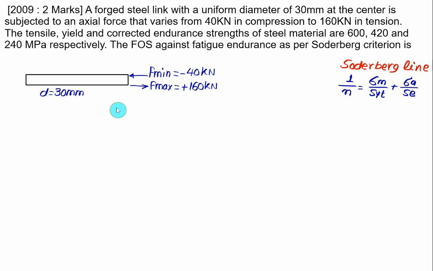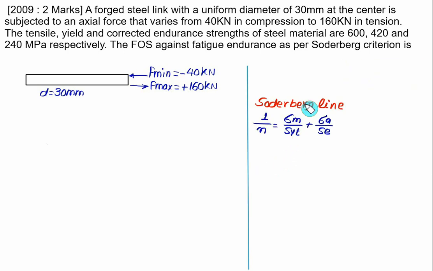Now using the diameter, minimum force and maximum force, we can first calculate the maximum stress and minimum stress. Then we can calculate sigma mean and sigma amplitude. We require the value of SYT. Out of 600, 420 and 240, SYT is equal to 420. So only the data required by the given equation you have to collect. So we have SYT equal to 420 megapascal. We require the endurance strength SE, equal to 240 megapascal, and sigma m and sigma a we will calculate from this.